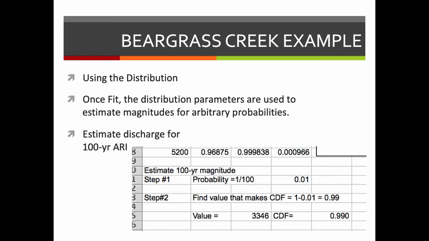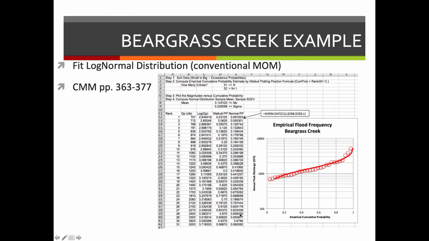If we do it for the 100-year or the 1%, we estimate the probability. We want to find the value that makes the CDF equal to 0.99, and in this case that's 3346. And we'll check those out in a minute. The next distribution is log normal. In this case, log normal actually has a pretty good fit, seems like.